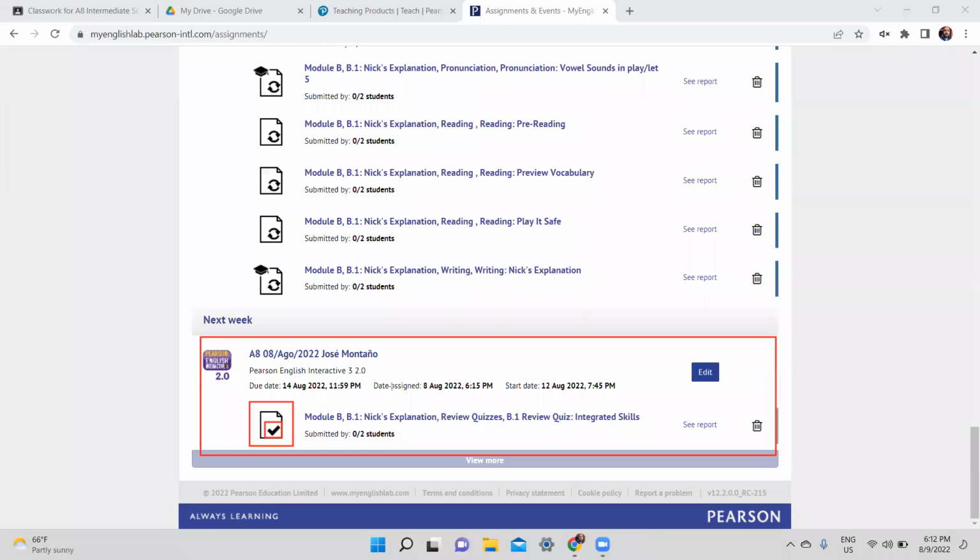Okay, that's the exam, ese es el examen. And also, y también, it says here, ¿no? Dice acá, review quizzes, B1 review quiz integrated skills. Okay, so this is the exam. Ese es el primer quiz. Be careful because sometimes you see everything together. All right, a veces se ve todo junto, and it's important to know the difference.